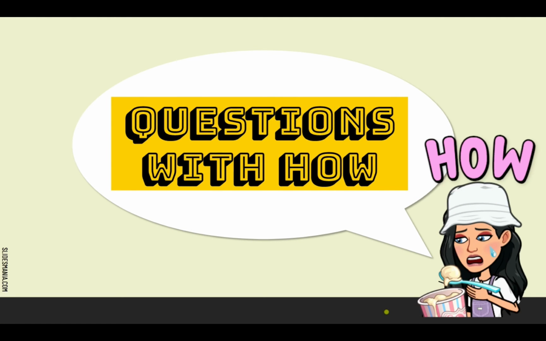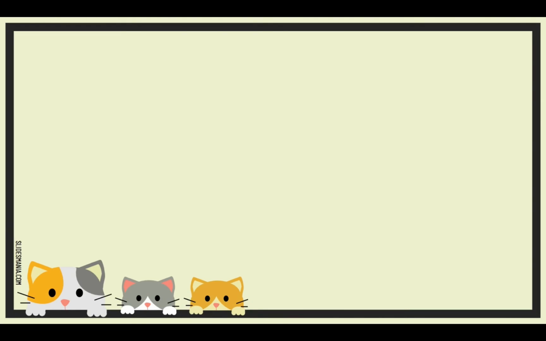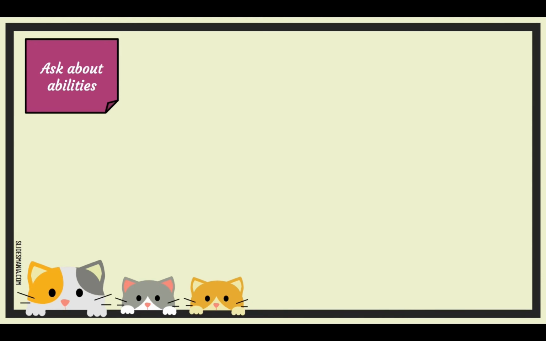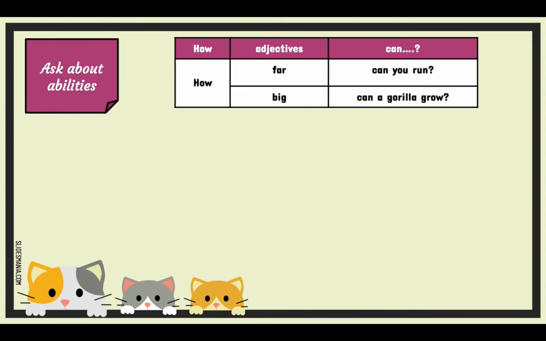For the next one, we will learn how to use questions with how. There are three different ways we can use questions with how. The first one is when we want to ask about abilities. For example, how plus adjective plus can. For example, how far can you run? Number two, how big can a gorilla grow?